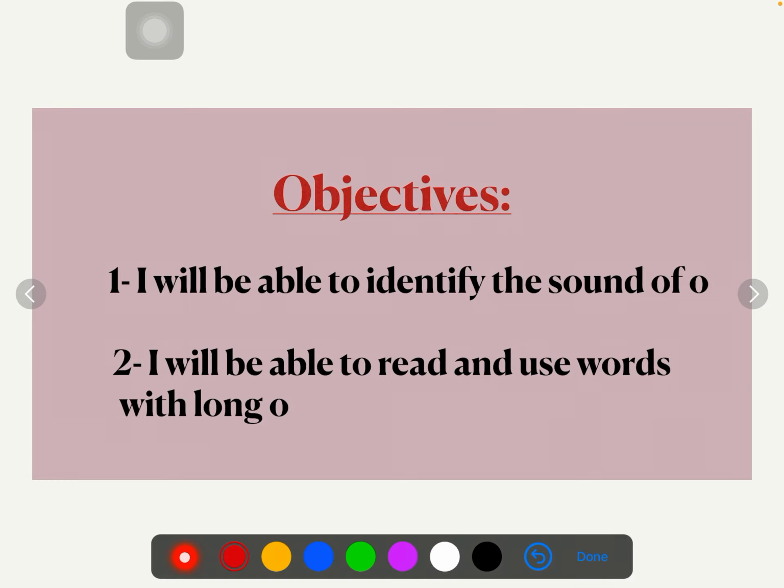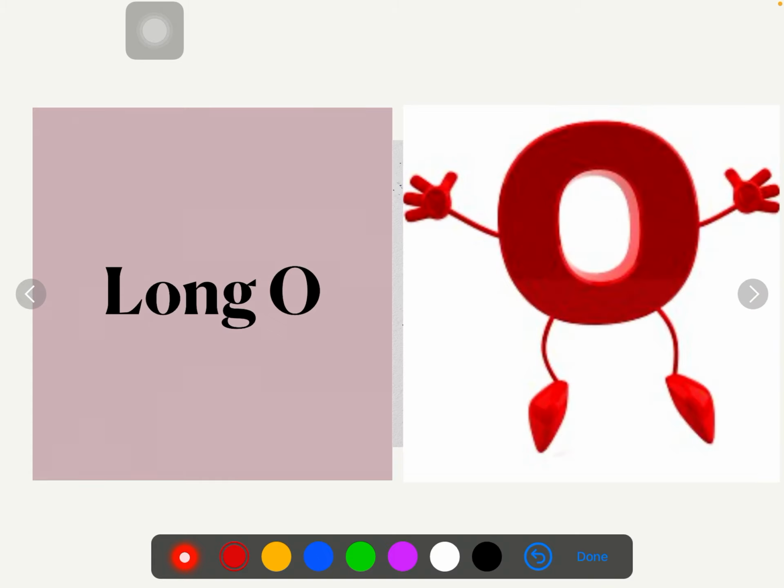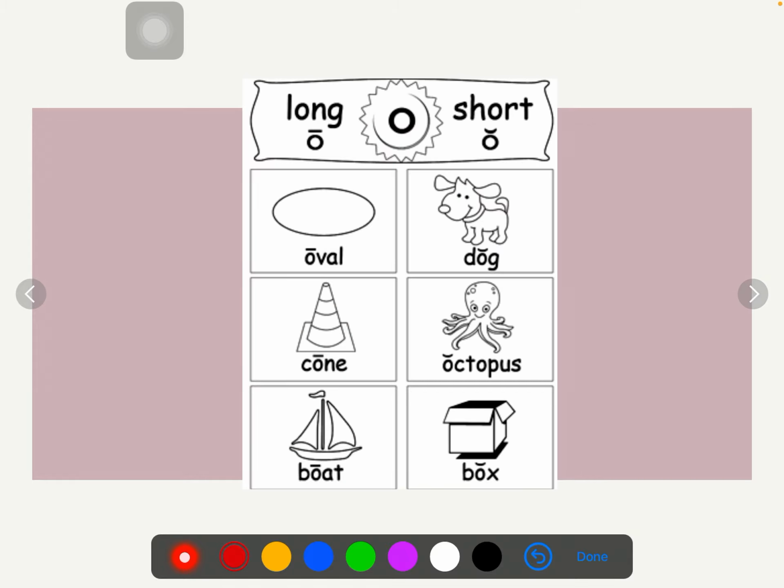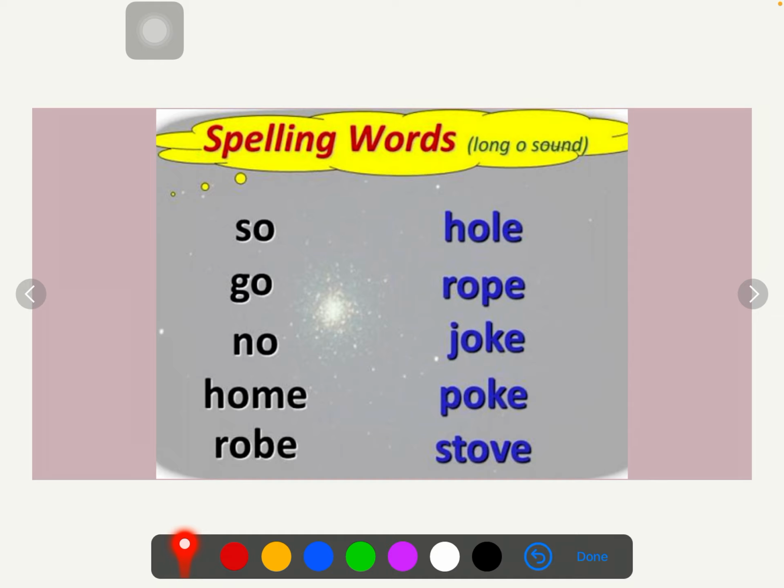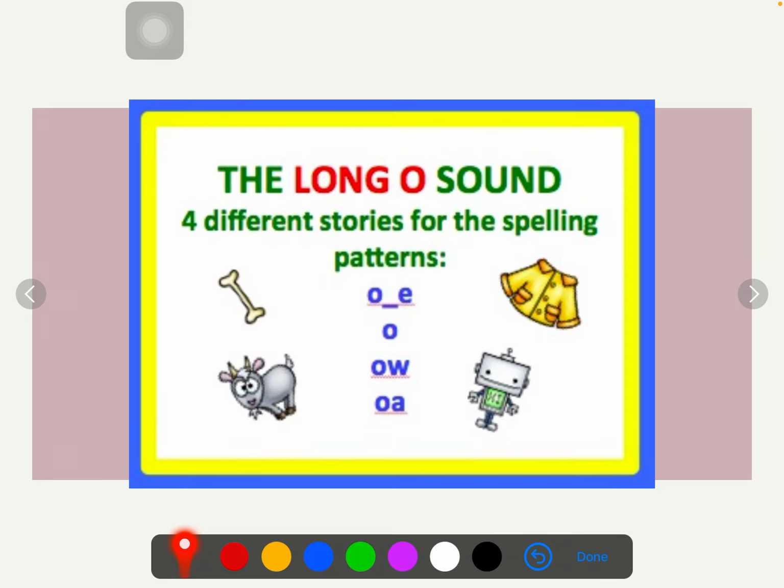So you will be able to identify the sound of O and you will get some words with the O. So we will focus today on the sound of long O. Let's see here more examples. Oval and dog, long and short. Boat, box, long O, short O. Okay, so, go, no, home, robe. So all of these have long O.